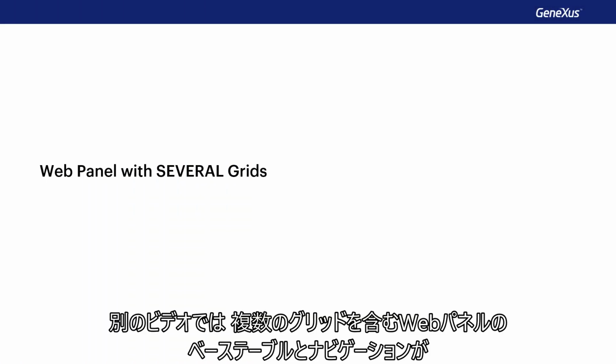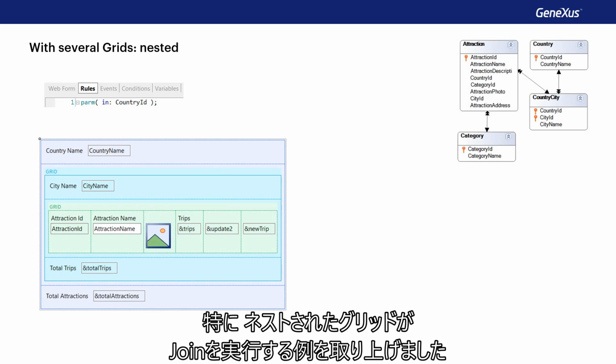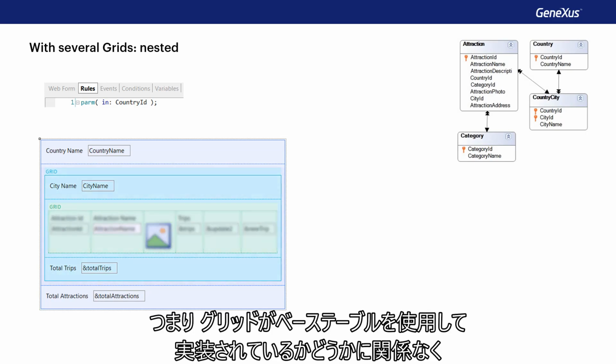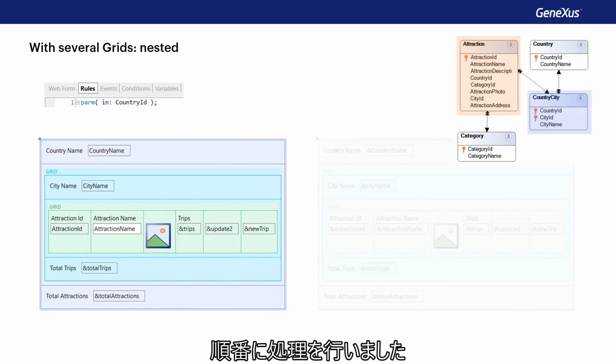In another video, we learned how the base tables and the navigation of a web panel with several grids were determined. In particular, we saw an example of nested grids performing a join. That is, the external grid ran through a table with a 1-to-n relationship, with the table run through by the internal grid, regardless of whether these grids were implemented with or without a base table.